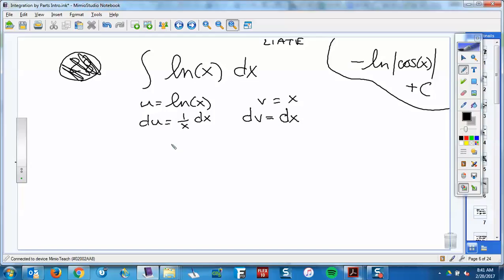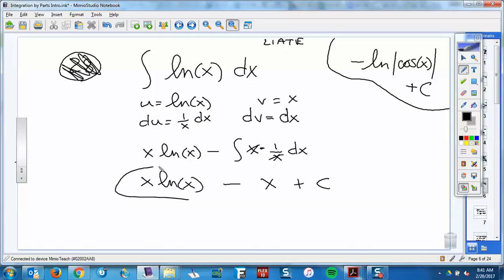So this would be u times v, so it would be x ln x, minus the integral of v, which is x, times du, which is 1 over x dx. Well, x times 1 over x is 1. What's the antiderivative of 1? X. That's the antiderivative of ln x right there. You had to do integration by parts to get it, right?